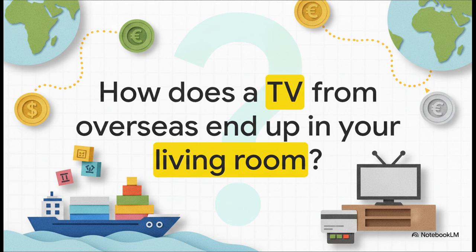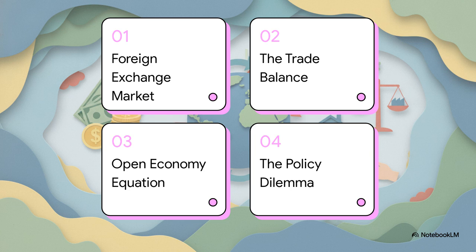To get that TV across the ocean, currencies had to be traded, international price levels had to be negotiated, and national trade balances were heavily impacted. It's honestly the perfect starting point to understand the whole global economy. So, here is our roadmap for today. First, we'll cover the foreign exchange market, then the trade balance. After that, we'll hit the open economy equation, and finally, we'll wrap up with the ultimate policy dilemma.